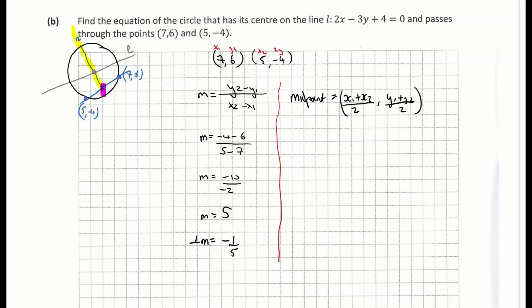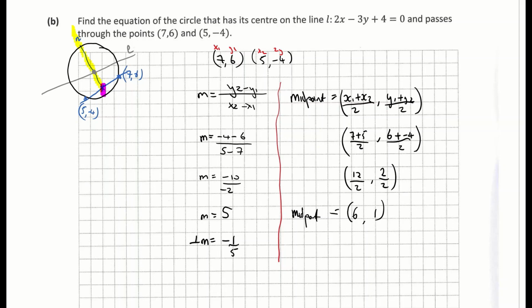So I'm getting the middle of the two of them basically, and x1 is 7, x2 is 5, y1 is 6, y2 is minus 4. Dividing it by 2 gets me 12 over 2, comma 2 over 2. And 12 divided by 2 is 6. 2 divided by 2 is 1. So that's my midpoint there.